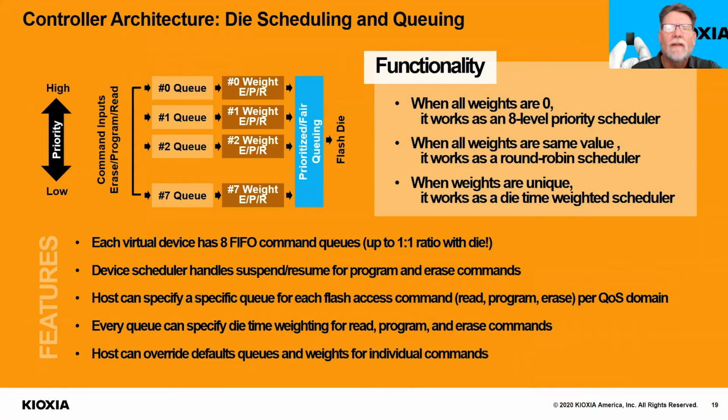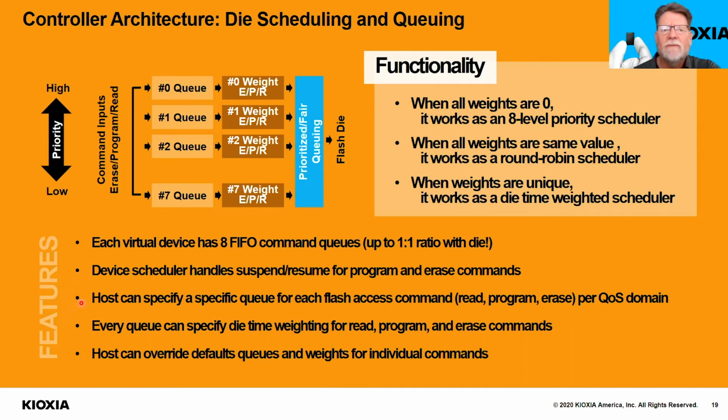This is the basic architecture of the software-enabled flash scheduler. First, I will go down the feature list. Each virtual device has 8 input queues, and since a virtual device can map to as small an area as 1 die, this means that each individual die can potentially have 8 FIFO input queues. The device scheduler automatically handles program, suspend, resume for both program and erase commands.